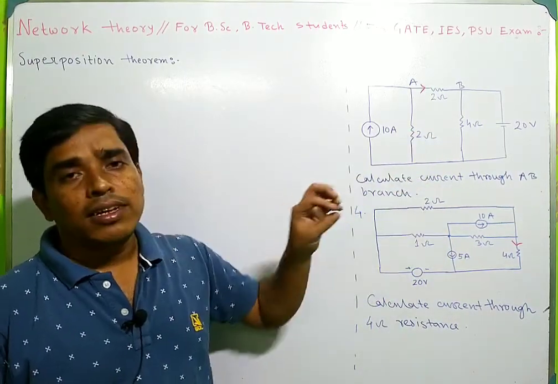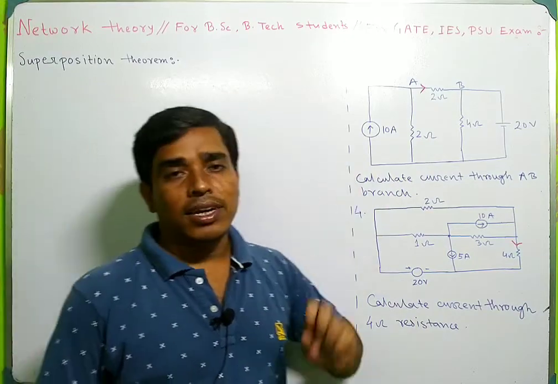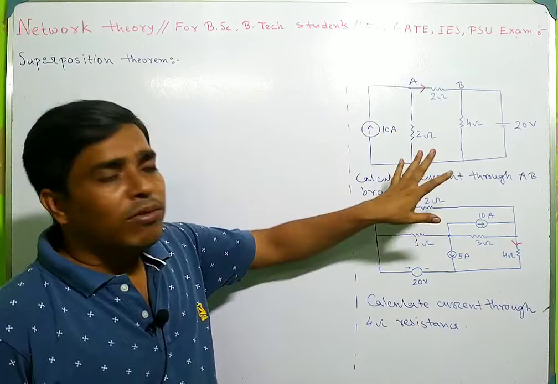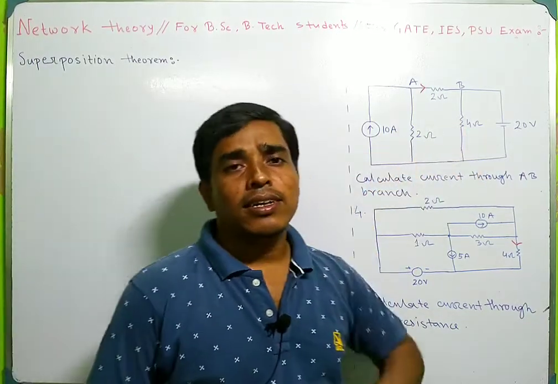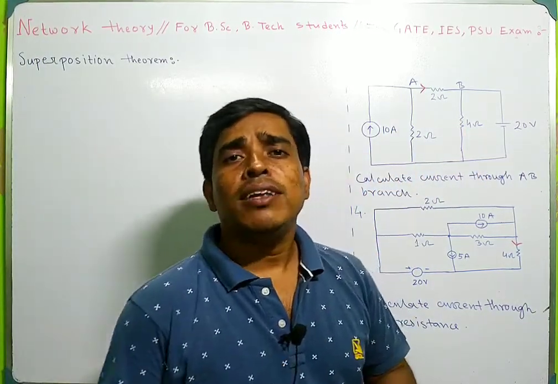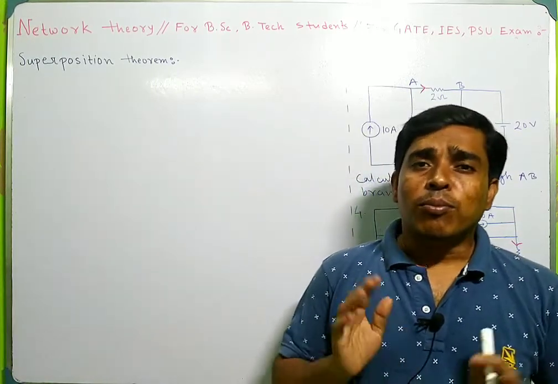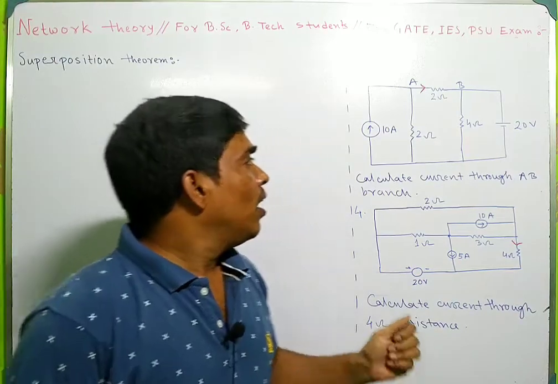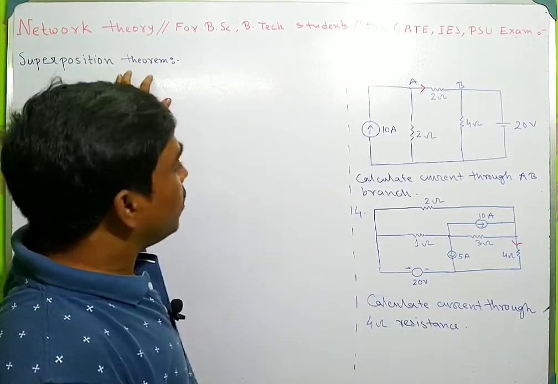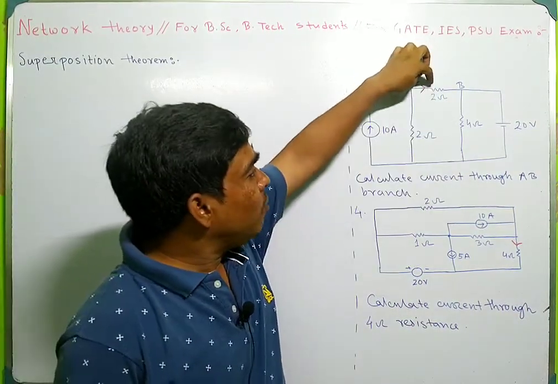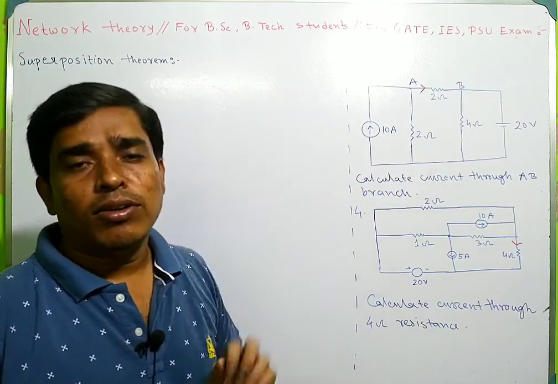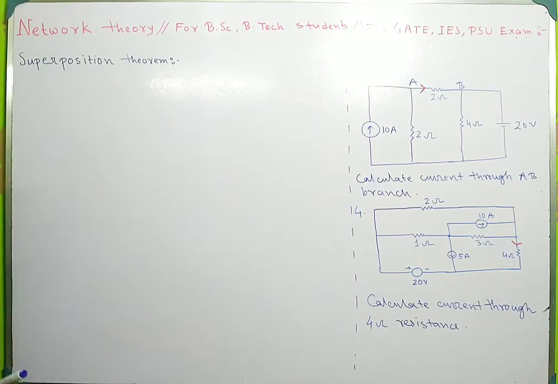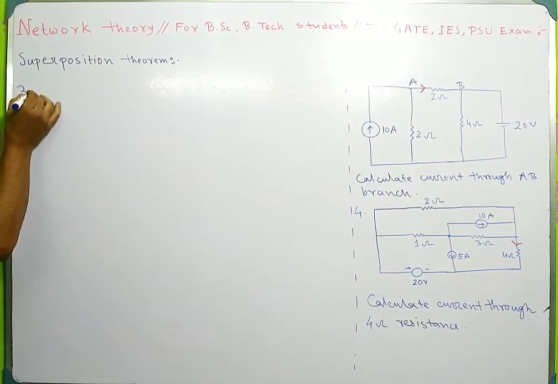In both cases you have to calculate the branch current, and both these problems contain more than one energy source. So when a circuit contains more than one energy source, you can use the superposition theorem to calculate any branch current or branch voltage. So let's start. Here is problem number 3.